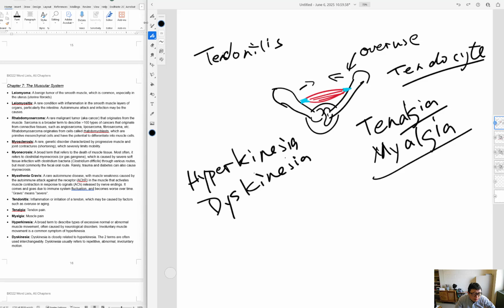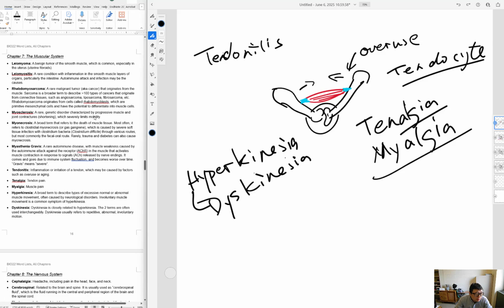But there's a tiny difference. Hyperkinesia means the motion is too exaggerated, and dyskinesia always means repeated motion, but largely they can be exchanged. They are interchangeable. They mean abnormal muscle movement.